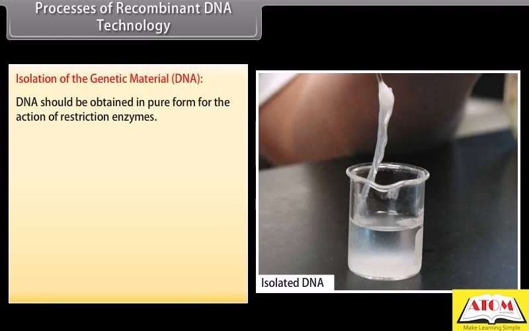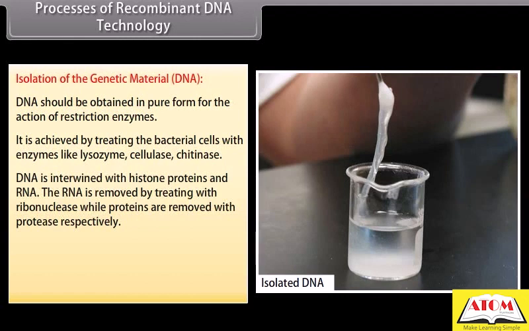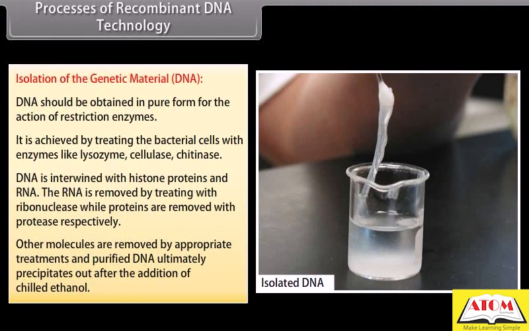Isolation of the genetic material, DNA. DNA should be obtained in pure form, free of the action of restriction enzymes. It is achieved by treating the bacterial cells with enzymes like lysozyme, cellulase, chitinase. DNA is intertwined with histone proteins and RNA. The RNA is removed by treating with ribonuclease, while proteins are removed with protease, respectively. Other molecules are removed by appropriate treatments, and purified DNA ultimately precipitates out after the addition of chilled ethanol.